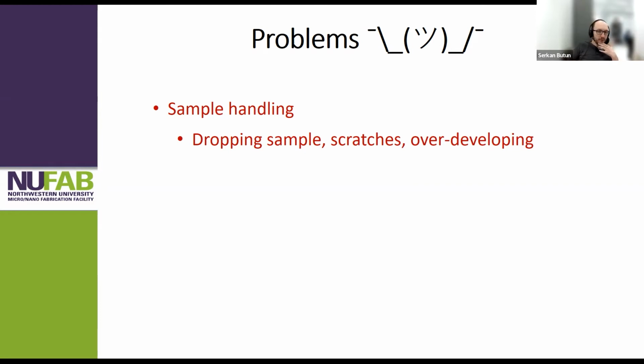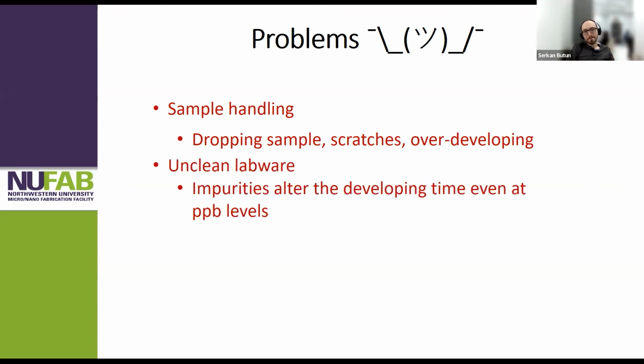This can be a problem, because sometimes you need to develop for 30 seconds or even 20 seconds, and if you drop your sample at the end of your process, then you'll get over-developing issues. Maybe lose your features on the substrate. When a user drops their sample, they get panicky and try to grab it really fast because they don't want to overdevelop it and cause scratches. Sometimes they break their substrates. That's not good either.